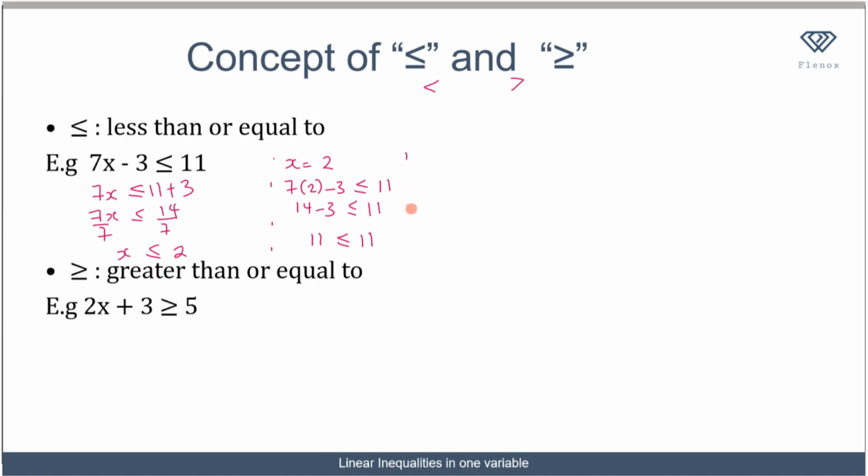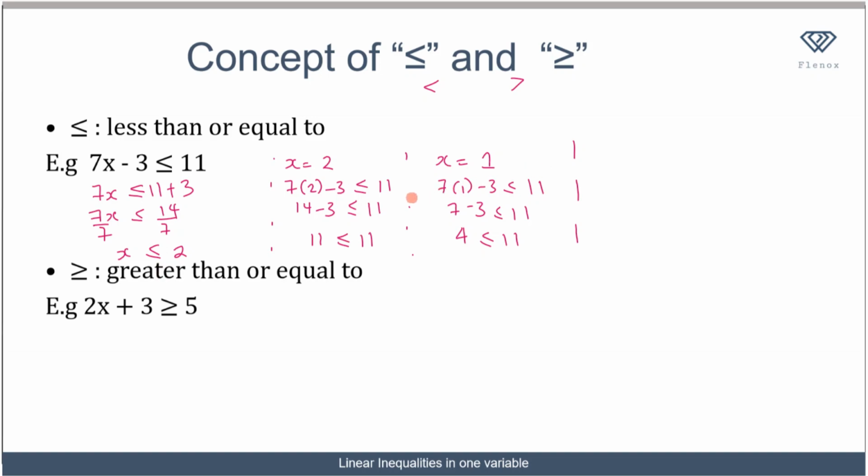So now let's consider another scenario in which x is less than 2. So for example, let's assume that x is equals to 1. And when we do that, we substitute the value of 1 for x. We have 7 into bracket 1 minus 3 is less than or equals to 11. And what do we get? We get 7 minus 3 is less than or equals to 11, which is 4 is less than or equals to 11. And as you can see, 4 indeed is less than 11.